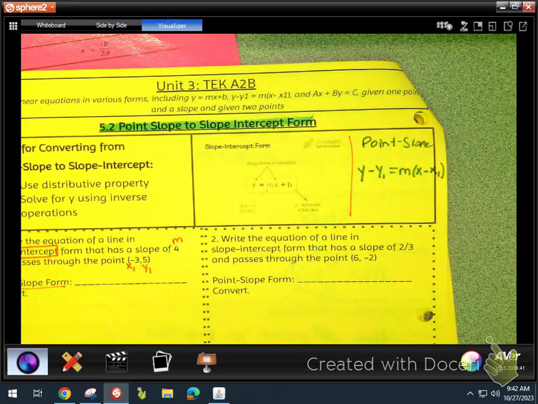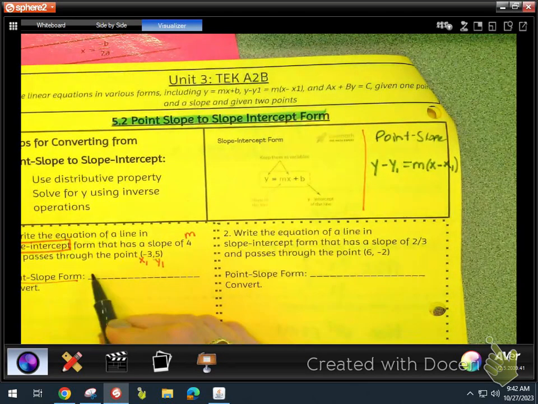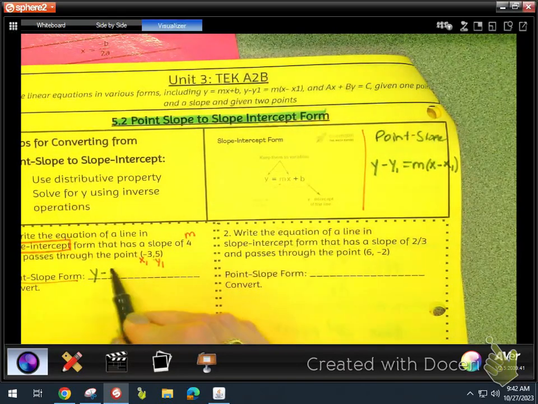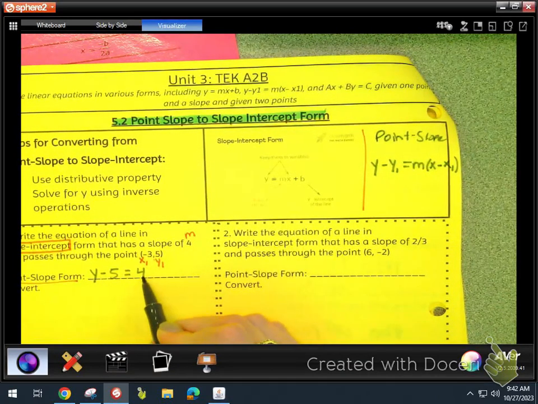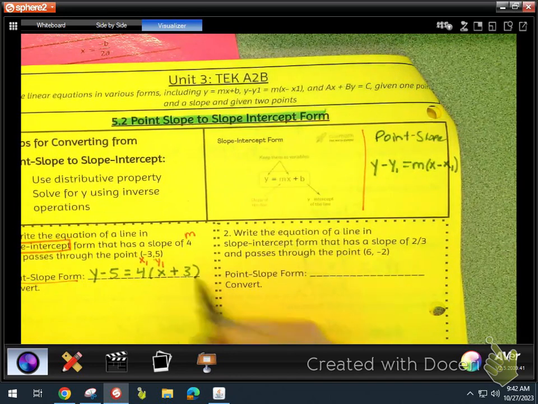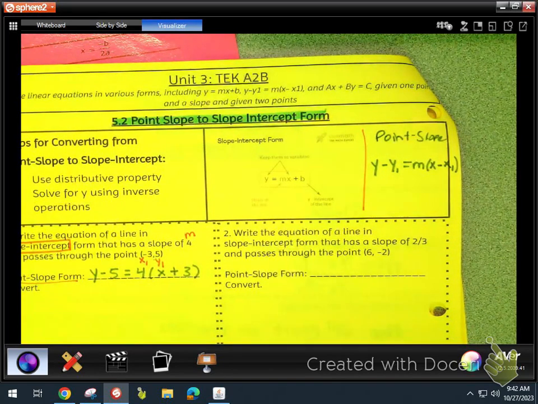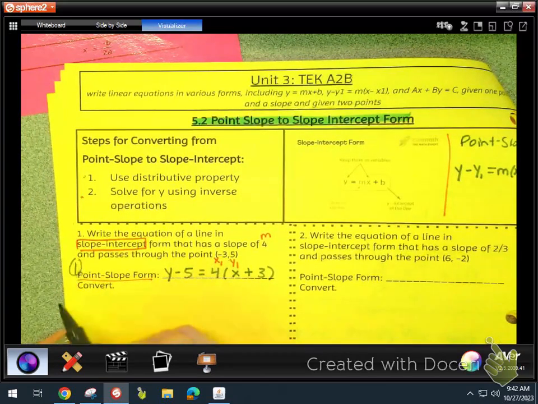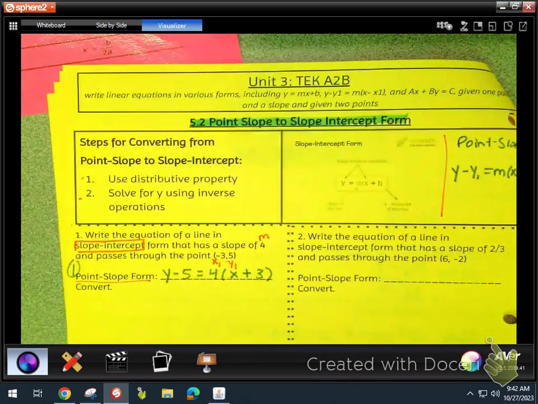So how do we write number 1 in point slope form? y minus 5 equals 4, and then parentheses, x plus 3. Why is it plus 3? Minus a negative. We have to change minus negatives to pluses. If you do 2 steps for that, it's totally fine, but we have to make sure we get it there. Do we understand why we had to go to this form first? Yes, because we only had a random point and a slope.